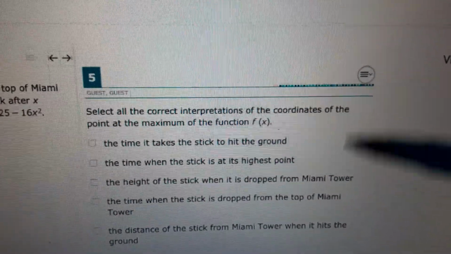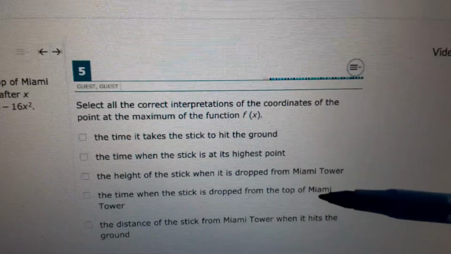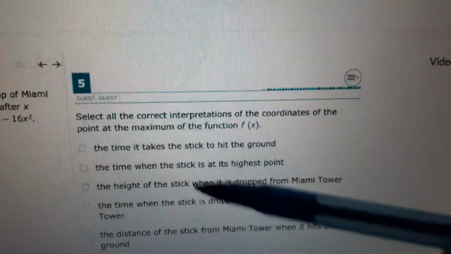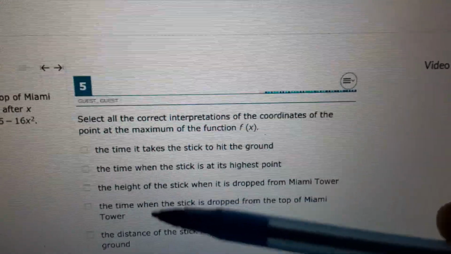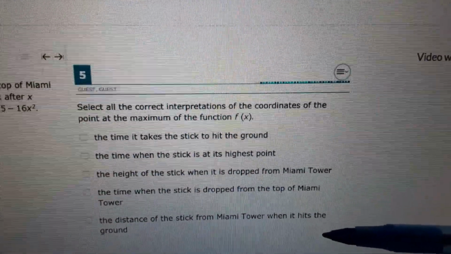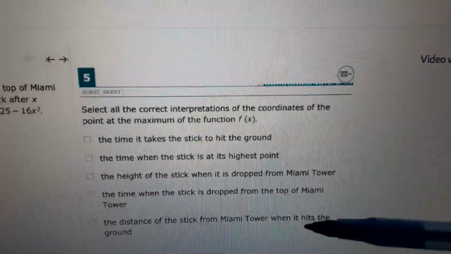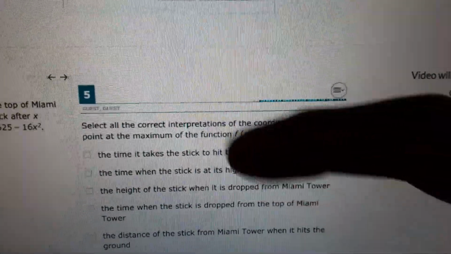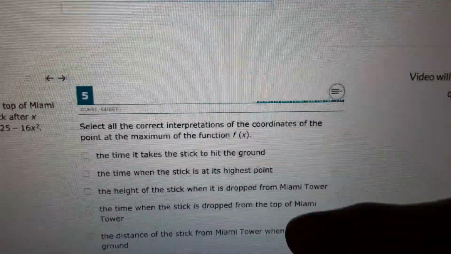The coordinates. Okay, one of the coordinates is 0, which is the time, and one of the coordinates is the height. So it's these two. So this is not when it hits the ground. So no, no, no. The middle two, yes.